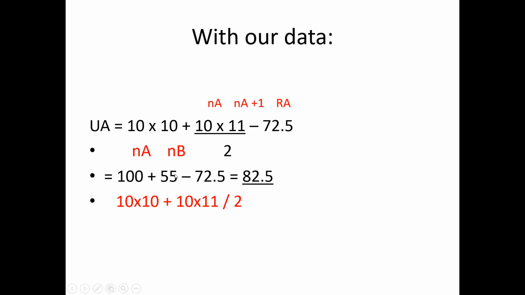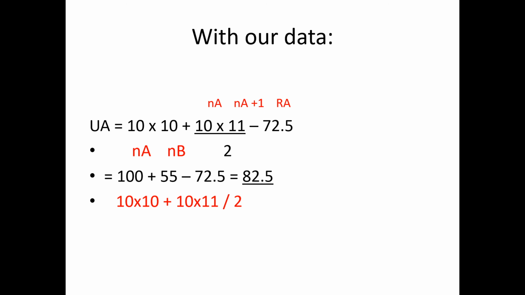So we know that we have to add 100 to 55. And what does that equal? Well, nice and easy sum. It gives us 155. Then we take away rank A, and we know that rank A is 72.5. So we take 72.5 away from 155, and we have got 82.5. So that's our UA value.